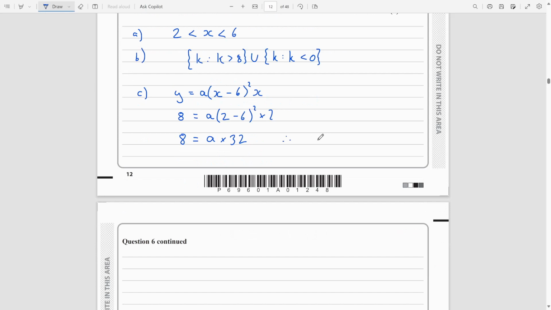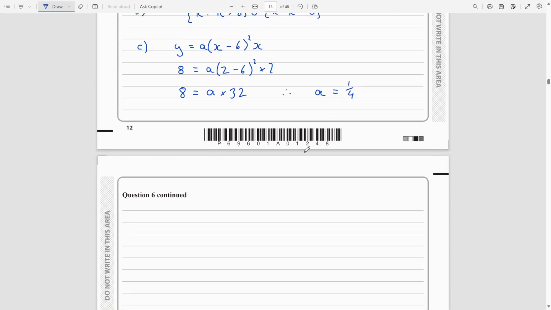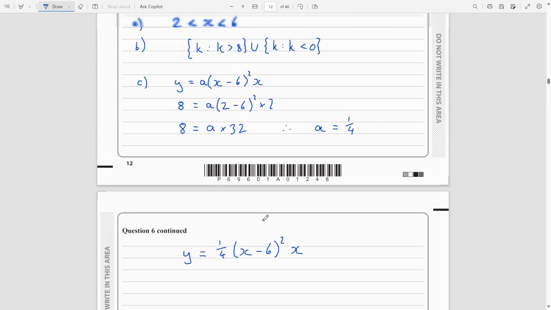So dividing both sides by 32, I get a equals a quarter. And that means that the equation of my line is y equals 1 quarter x minus 6 squared times x. Obviously the order doesn't matter, you could have written a quarter x minus 6 squared, but that's your equation there.